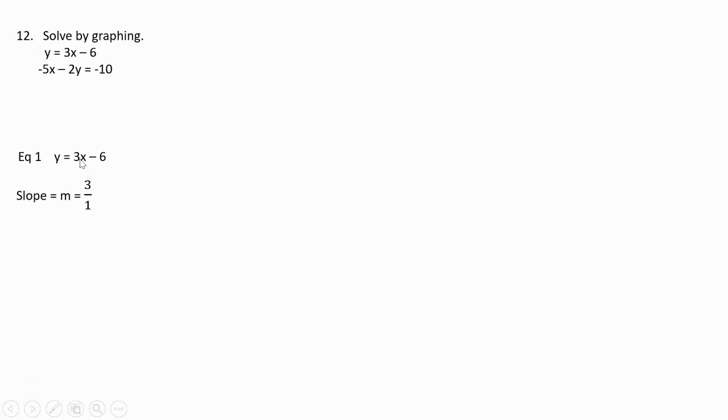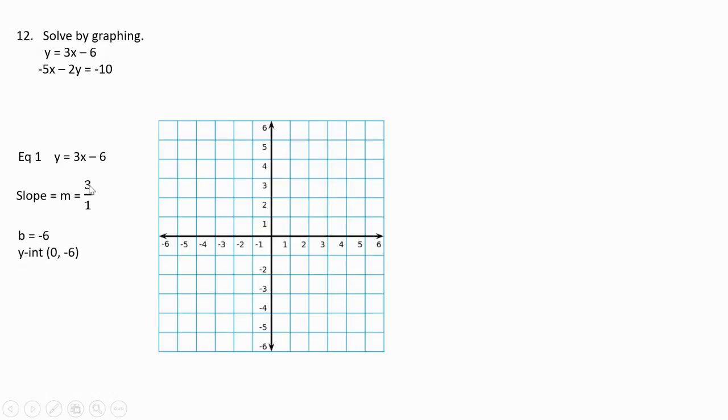For equation 1, my slope is 3 over 1. Why do we put it into a fraction? Because this is rise over run. So it's going to go 3 up and 1 to the right, from the B, which is my y-intercept. This is also my starting point, 0, -6. So I'm going to start at 0, -6, which is down here at the bottom. Then I'm going to go up 3, 1, 2, 3, and 1 to the right. Then all we do is connect the 2 points. So this is my line for equation number 1.